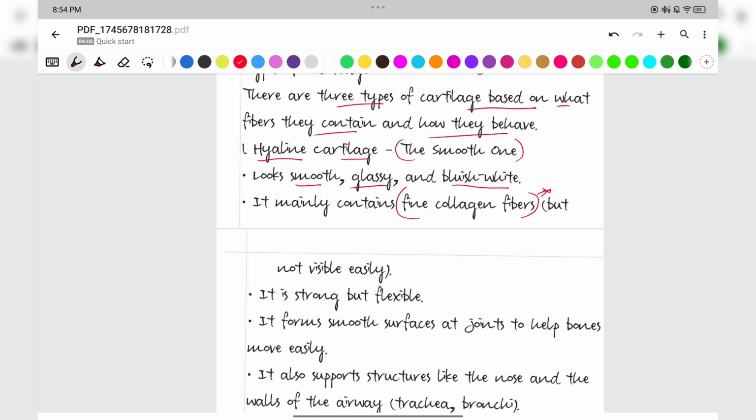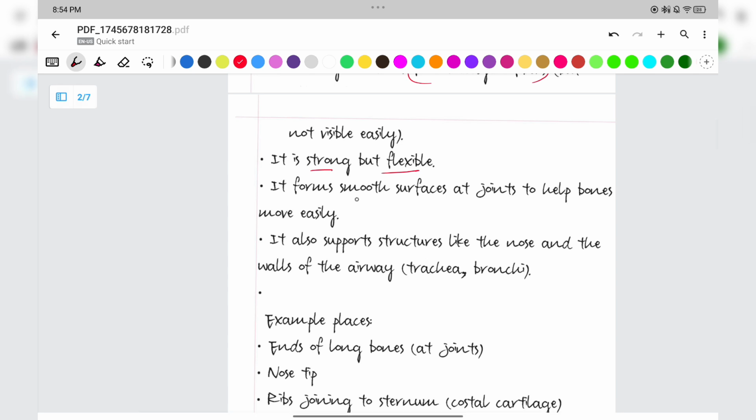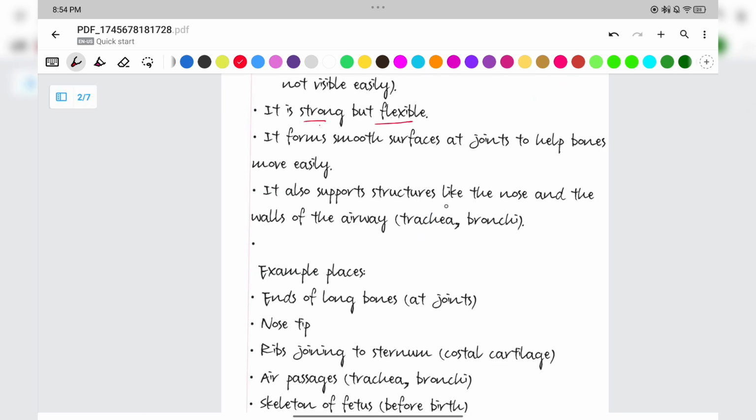It is important to remember because the main characteristic of the hyaline cartilage is that it contains fine collagen fibers. It is strong but flexible. It forms smooth surfaces at joints to help bones move easily. Because of the presence of the hyaline cartilage, the bones and joints move easily and flexibly. As we have already discussed, it is strong and flexible. It also supports structures like the nose and the walls of the airway.